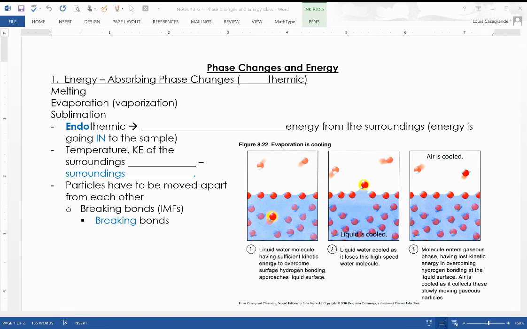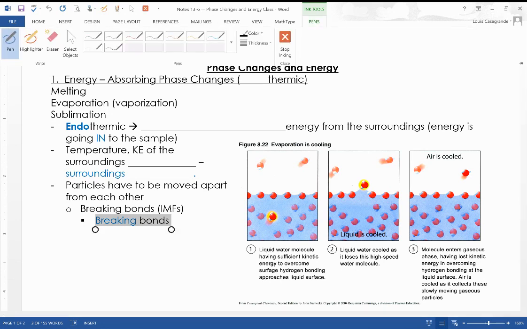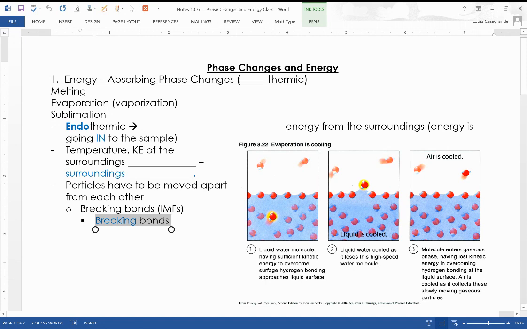Now anytime we have energy being absorbed, that energy is called an endothermic reaction.